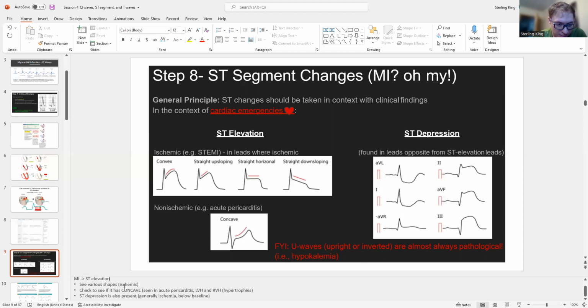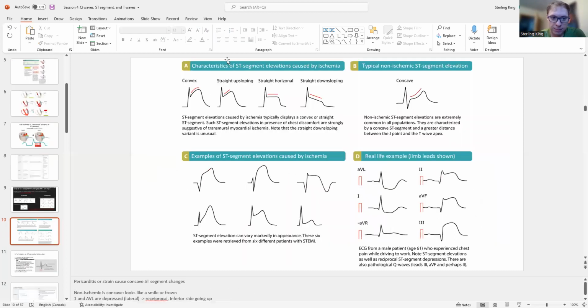Let's double check. So again, looking at this, if it's straight, especially, or if it's convex, think cardiac ischemia, so MI. If it's concave, it's not ischemia. Check for pericarditis, check for ventricular hypertrophies.